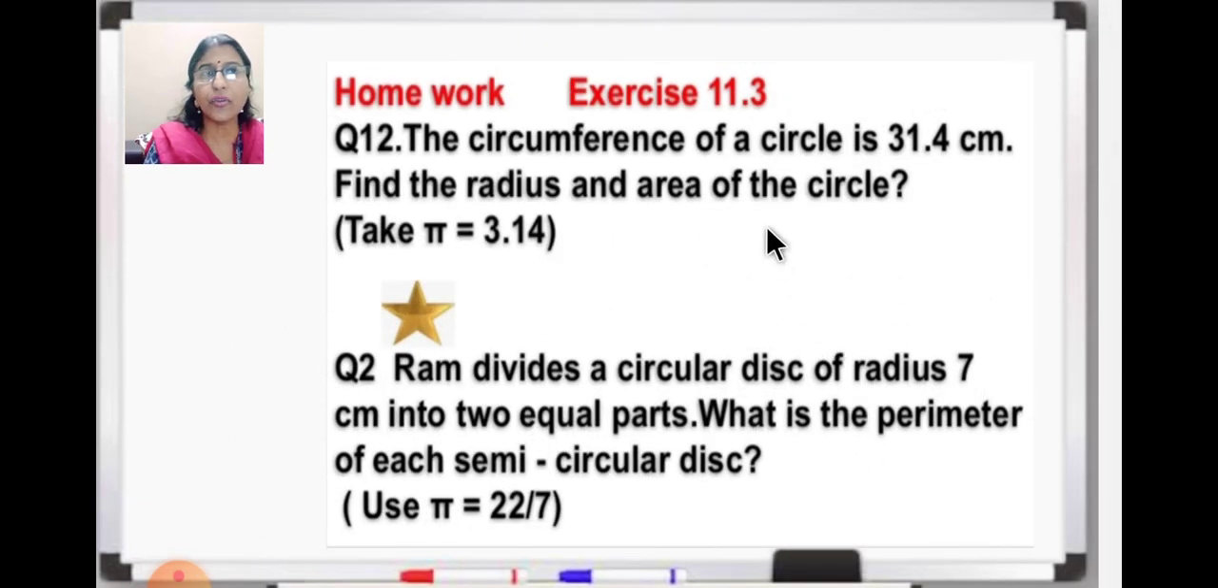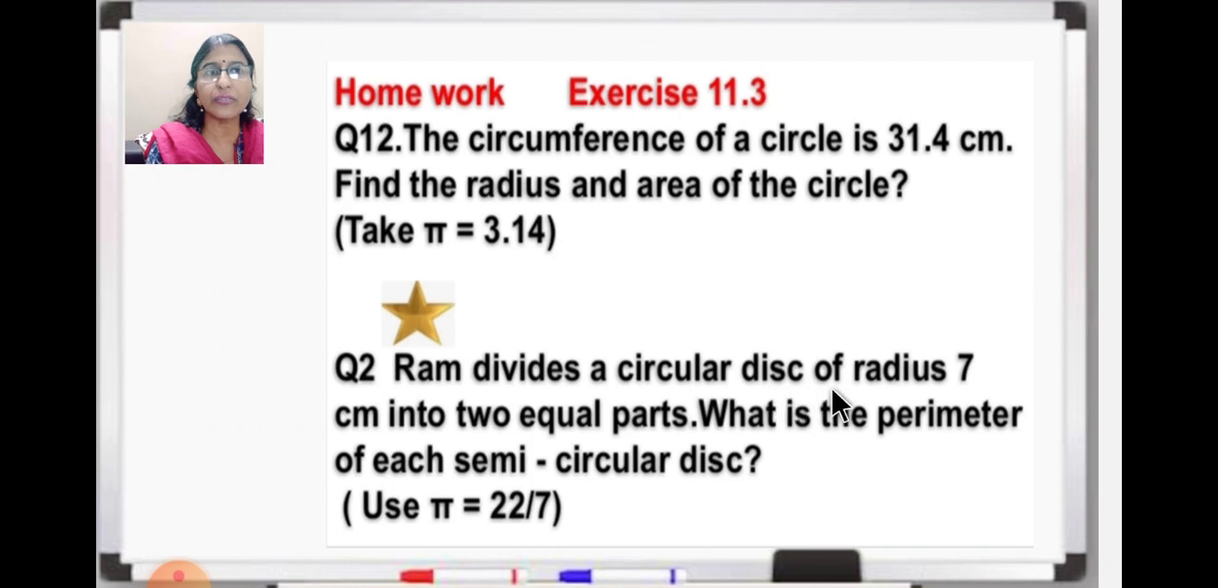Now children, this is your homework for today, exercise 11.3, question number 12. Try to do it. The circumference of a circle is given. Based on this, using that formula, you have to first find out the radius and the area of the circle. Next time I'll show you how to do this. You can check your answer. This is also an important question.